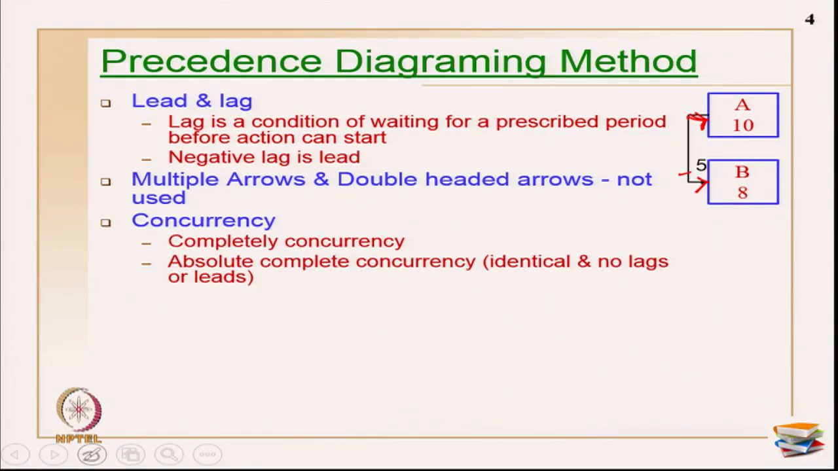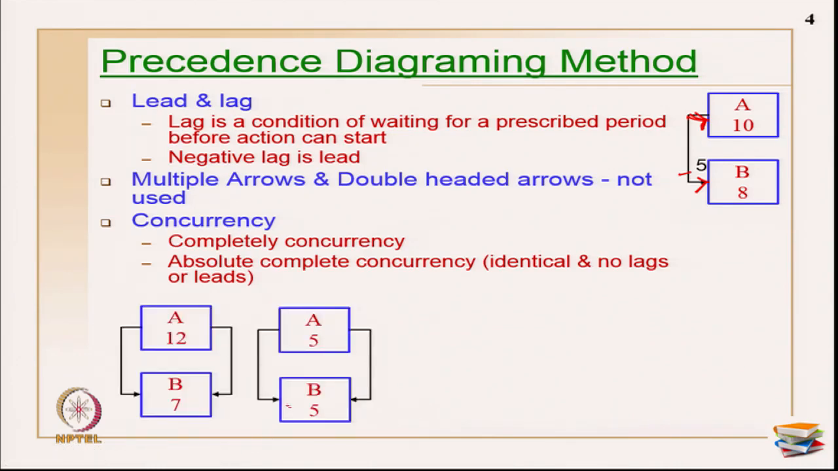Okay. There are some terminologies in concurrency. One is called complete concurrency, the other is called absolute complete concurrency. Complete concurrency is explained like this. I have an activity A, duration 12, and B, duration 7. As soon as A starts, B also starts. As soon as A finishes, B also finishes.